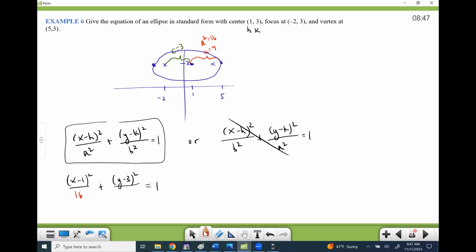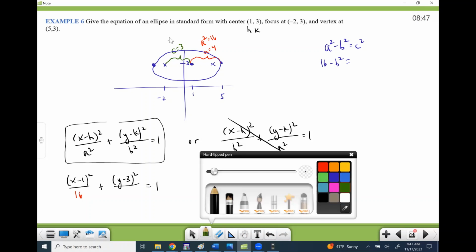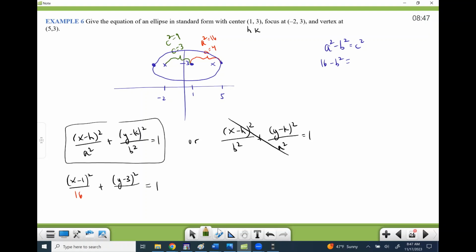So that's when we're going to bring back that foci formula. A squared minus B squared equals C squared. A squared is 16. B squared, oh, I better square it, huh? If C is 3, then C squared must be 9. Okay. So we'll go ahead and subtract 16 from both sides. So we end up with -b squared equals -7. We'll divide by -1. B squared equals 7.